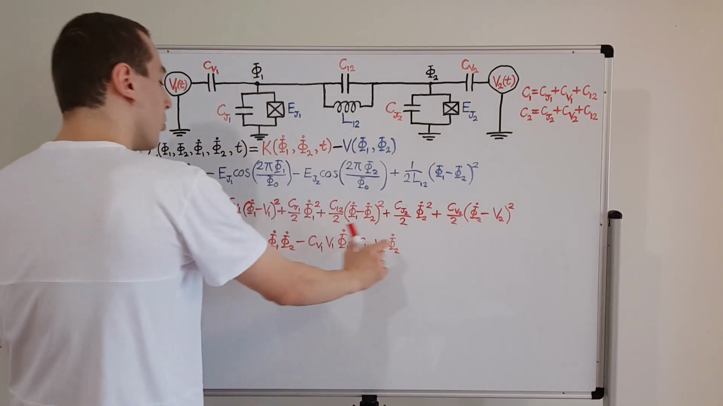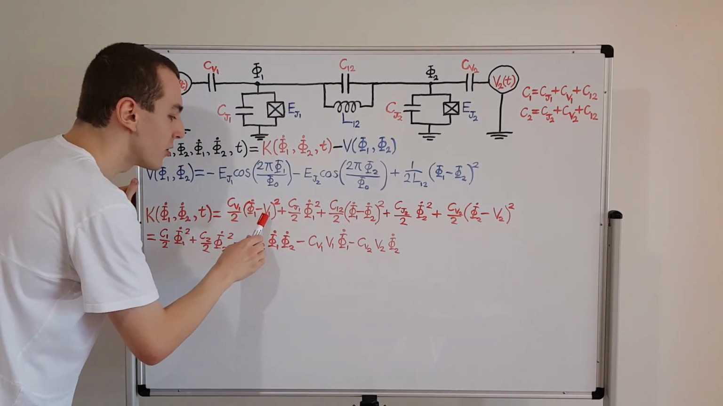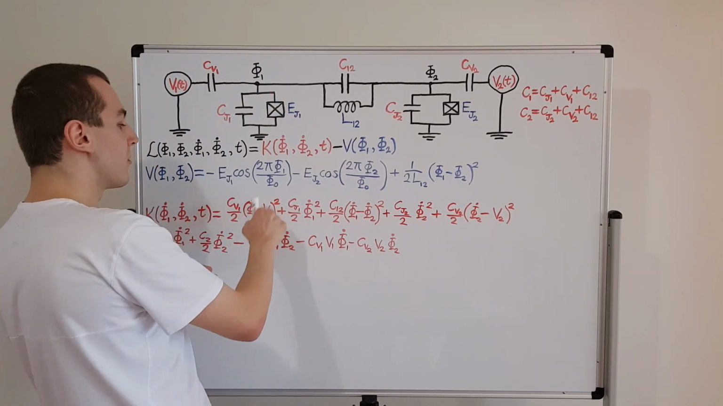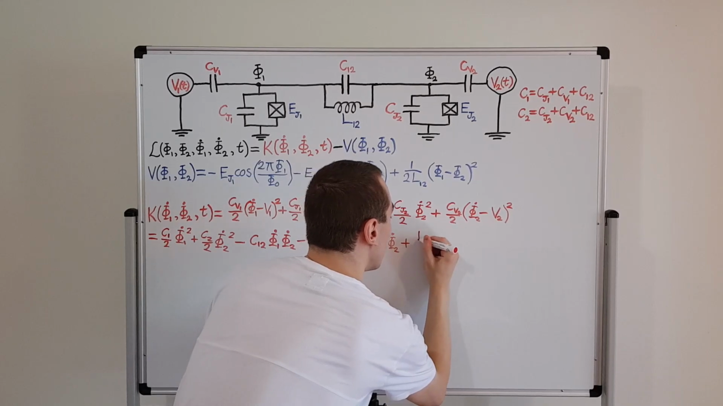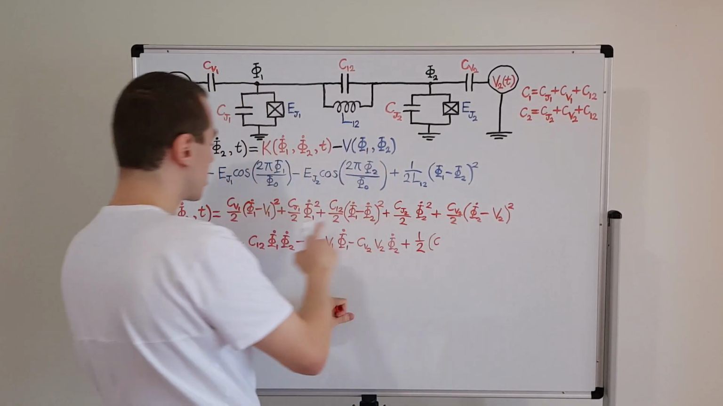So these are all the mixed terms, and now we also have the quadratic terms that depend on V1 and V2. So we have a contribution coming from here and a contribution coming from here. And I'll write that as 1/2 C, and which capacitance are we looking at?